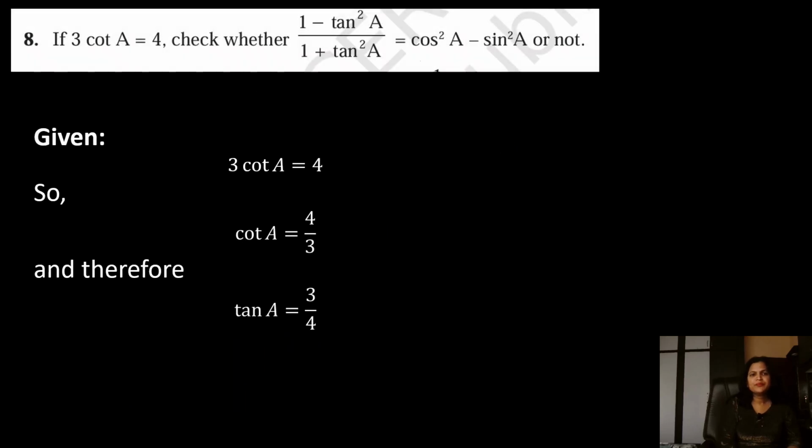Next, eighth sum. If 3 cot A is equal to 4, check whether 1 minus tan square A divided by 1 plus tan square A is equal to cos square A minus sin square A or not.